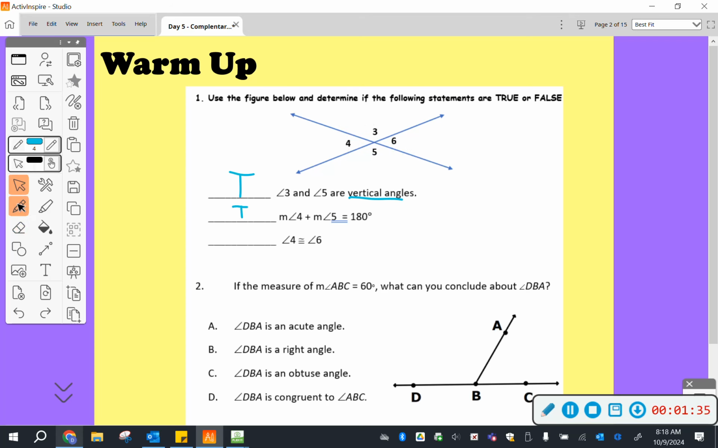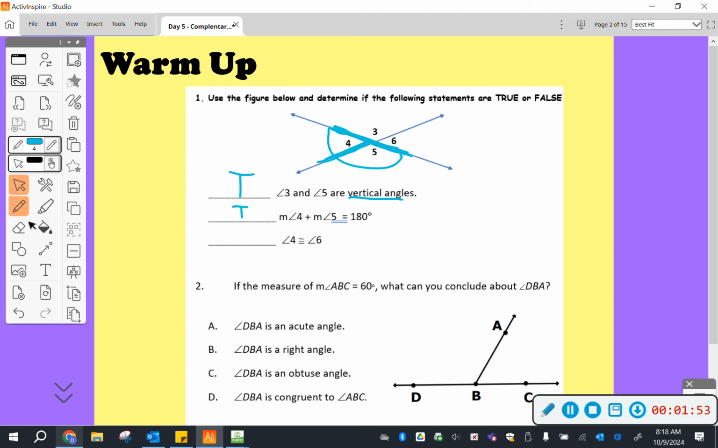They are called a linear pair. Remember we learned that yesterday? When they're right next to each other, they're adjacent. They share a side. They share a fence. And then they add up to, or they equal a line. They add up to 180. Even though it's sideways, it still works.